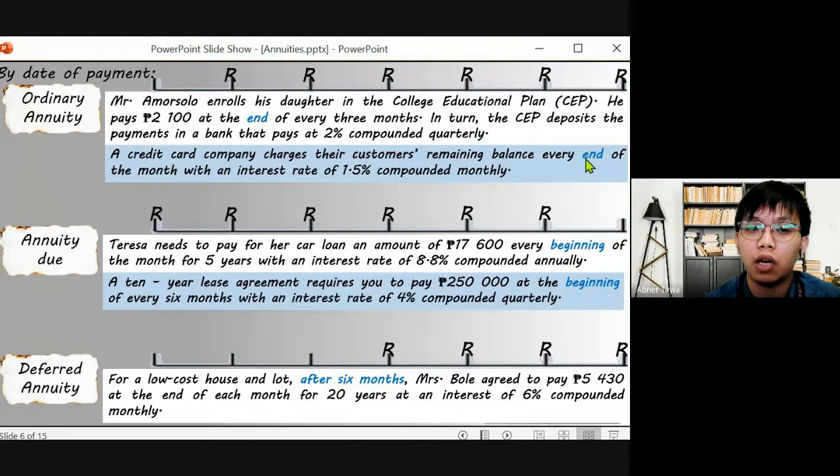Same naman dito sa ordinary annuity, it's not always specified as end, but yung context na ginagamit ng word, basta end yung context niya, therefore it falls under ordinary annuity. Because it depends on the problem of how they have specified yung payment or date of payment. It's not always the word end, it's not always the word beginning. So therefore, the first problem here is annuity due.